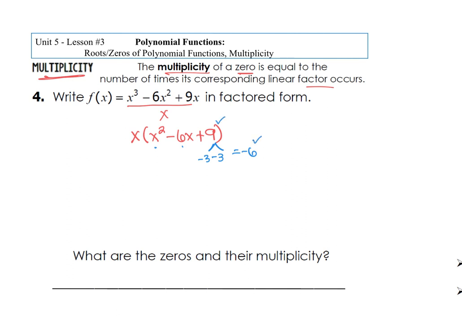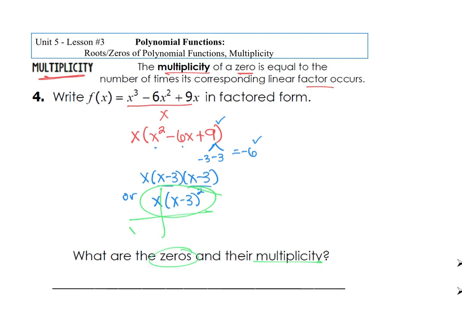So I can write this as x parentheses x minus 3, or we could think of it as x times x minus 3 in parentheses squared, because that squared means I had two x minus 3 factors. Okay, so we like this form. Now we can get the zeros. It's asking us what the zeros and their multiplicity are. So if I t-bar this, I have a 0 at 0. I have another 0 at 3.